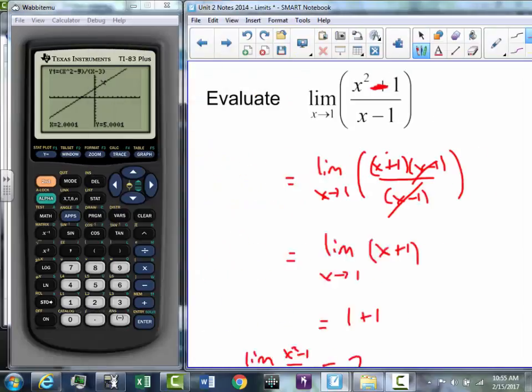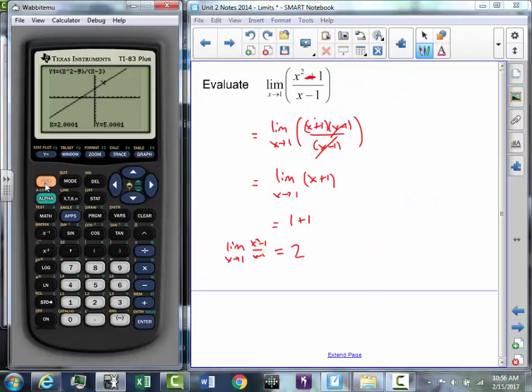Quick check. Again, not normally going to do this, but if you want to do a quick graphical check, x squared, let's make it the minus 1 version, divided by x minus 1. Here's my graph. If I try plugging in a value close to 1, like say 0.99, it gives you 1.99. That's getting pretty close to 2.